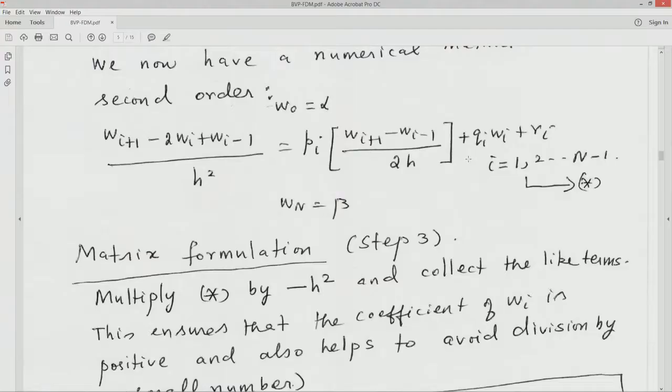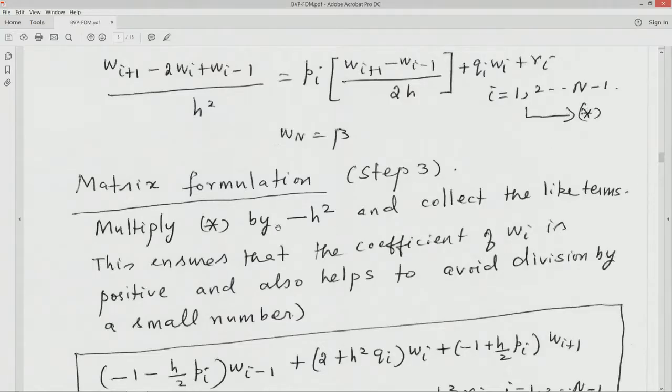So, we would like to rewrite these equations in such a way that we can put them in a matrix form, say AW equal to B, where A is an n minus 1 cross n minus 1 matrix, W is an n minus 1 cross 1 vector, and B is an n minus 1 cross 1 vector. Let us see whether this is possible. So, to do that, we multiply this equation star by minus h square and collect the like terms, namely what are the coefficients of w i minus 1, what are the coefficients of wi, and the coefficients of w i plus 1. So, we collect these terms and then write them in a systematic way, so that when we take values i as 1, 2, 3, etc. up to n minus 1, this will give n minus 1 algebraic equations in n minus 1 unknowns.